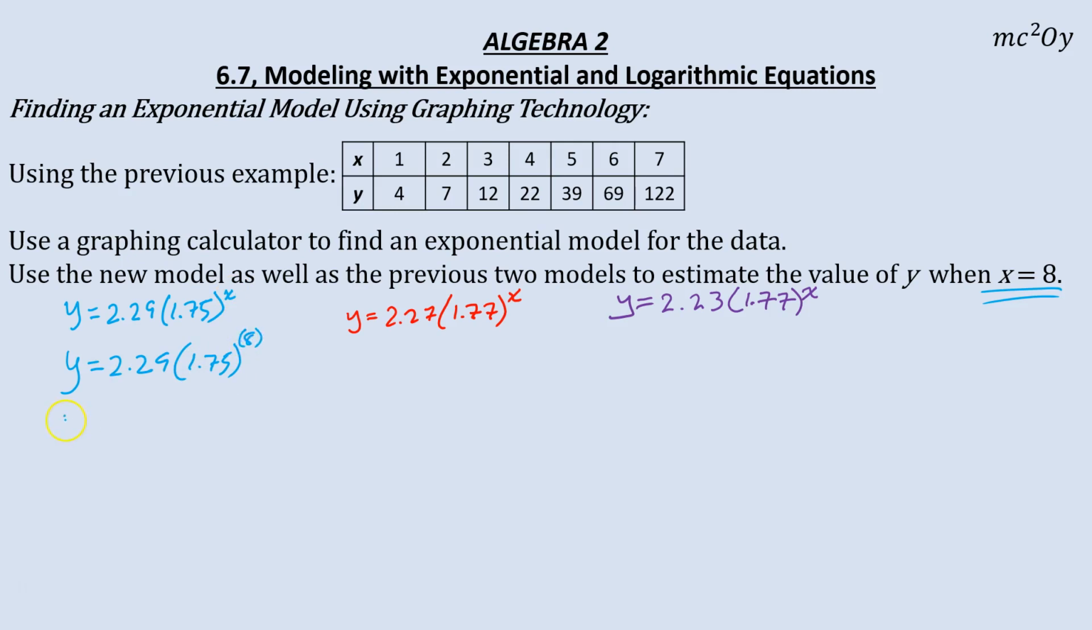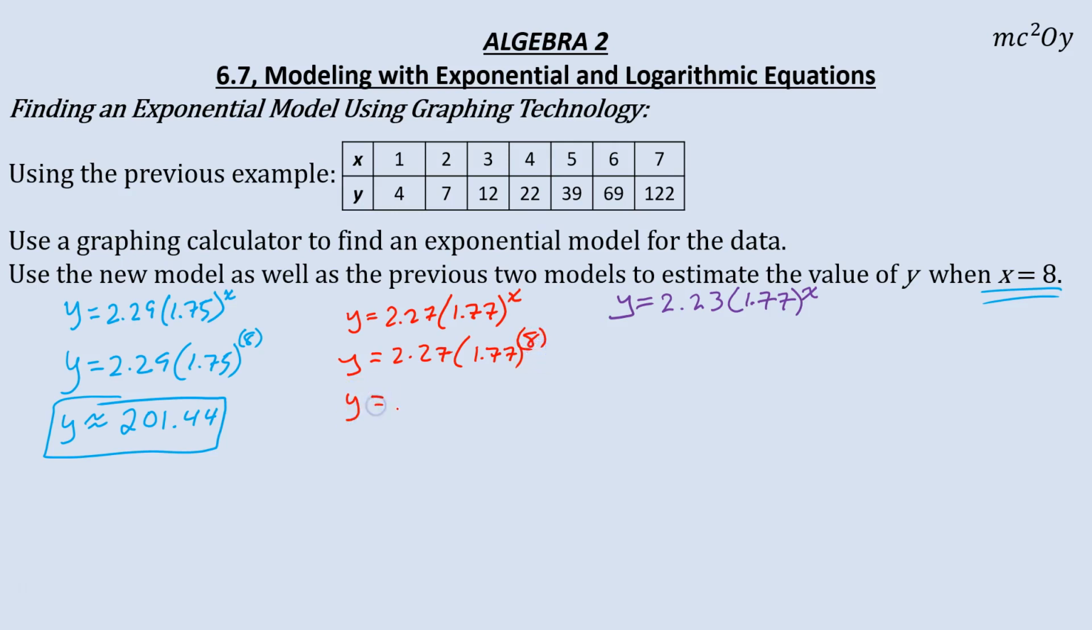Okay, and so that would give us y. Let's approximate there, let's go to the nearest hundredth, so y is 201.44 here. Okay, and then switching up the colors, we'd have y is equal to 2.27 times 1.77 to the power of 8.